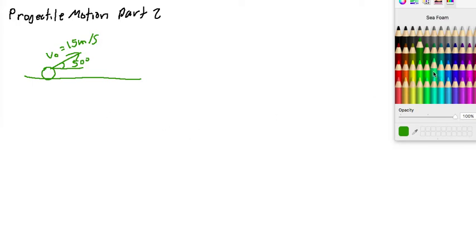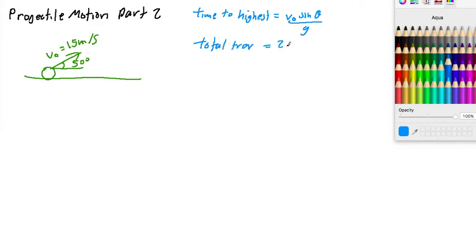Now remember from our previous video that those formulas are as follows. The time to the highest point is going to be v0 sine theta over g. The total time of travel is going to be 2 times v0 sine theta over g, because remember, everything that goes up must come down.